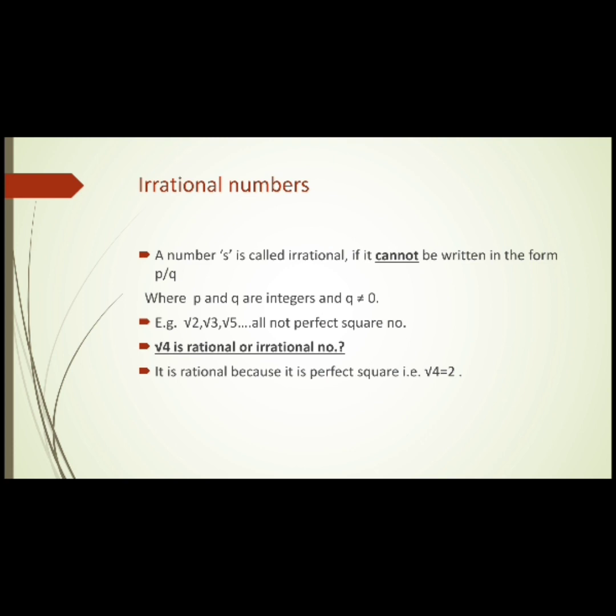So what are the basic examples of irrational numbers? Any number which is not a perfect square is known as an irrational number. For example, under root 2, it is not a perfect square. Under root 3, it is not a perfect square. Under root 4, you have to find the answer of this. Is under root 4 a rational number or irrational number? That is, can you write under root 4 in the form of p upon q or not? You have to find the answer. Again, under root 5: is under root 5 a perfect square or not? Obviously under root 5 is not a perfect square, so that's why it is an irrational number.